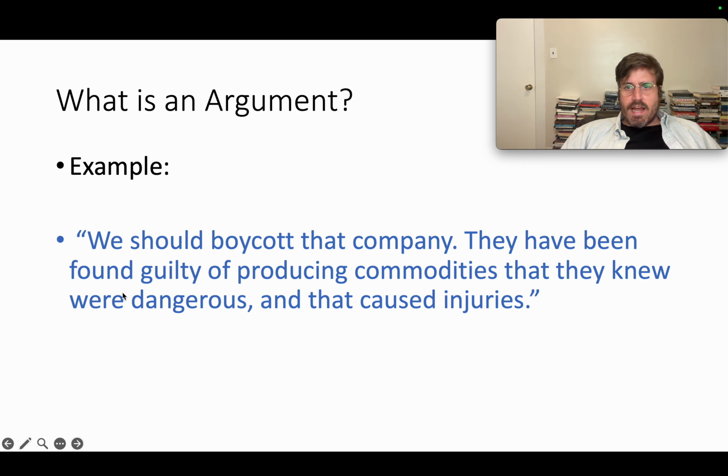Okay, so let's look at some examples. We should boycott that company. They've been found guilty of producing commodities that they knew were dangerous and that caused injuries. Okay, so this is kind of a multi-part argument, right? Or at least there are little different bits of information here that we can sort out. And so I just ask you to kind of reread this and maybe try to identify some of the reasons that are being offered in support of the ultimate claim, which is that we should boycott this company, whatever the company is, right? All right, so what is given in support of this idea we should boycott the company?